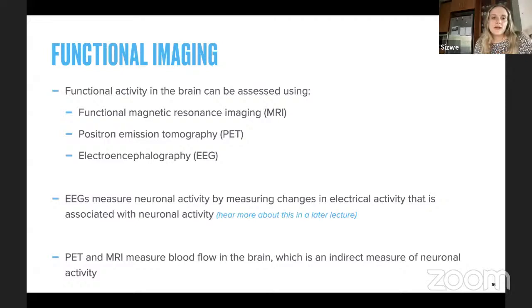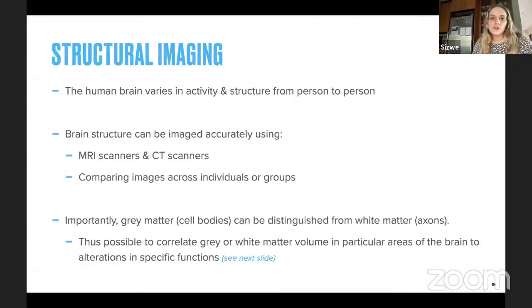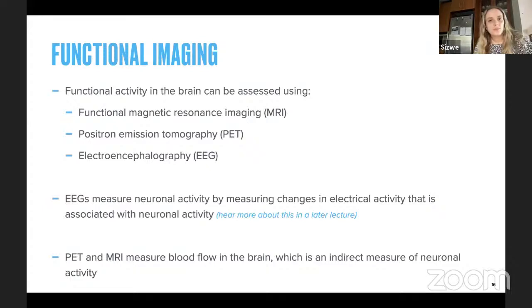Okay. Functional imaging now. So we've just done structural. Now we're going into functional. Structural, how does it look? Functional, what's going on? What is its function? What is doing what? Okay. Functional activity in the brain can be assessed using, again, MRI, we can use PETs, we can use EEGs, electroencephalography, okay? Whenever we see that CEPH, it means it has to do with your head, brain, that kind of stuff. We've just got two questions before we move on.